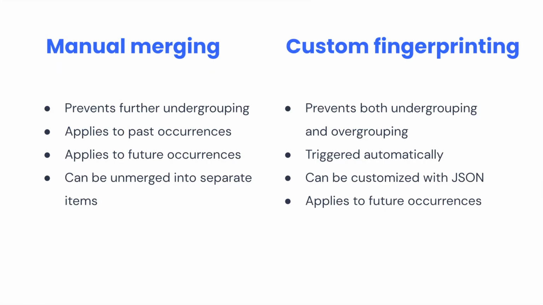Merging and custom fingerprinting both help to accomplish the same goal, but with different levels of input and customization. Merging is the most convenient way to combine undergrouped items and can help prevent further undergrouping. Custom fingerprinting can be used to solve undergrouping or overgrouping and requires the user to add a JSON rule to their existing rule set.